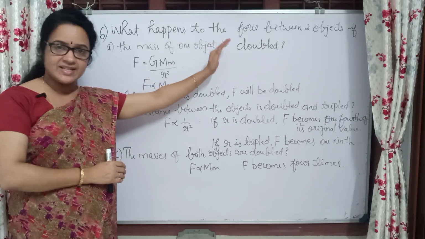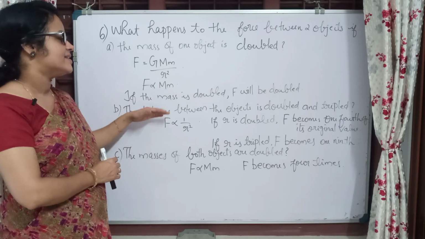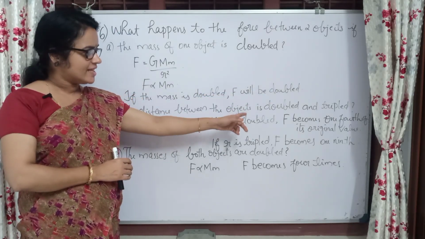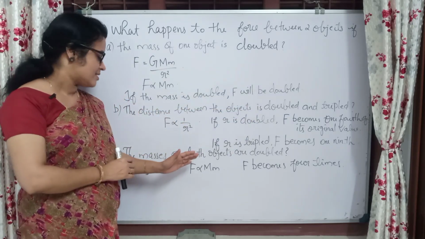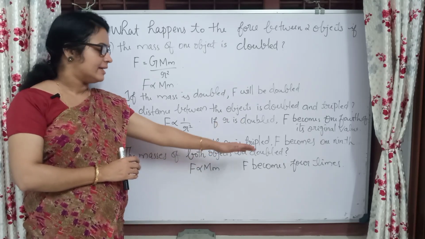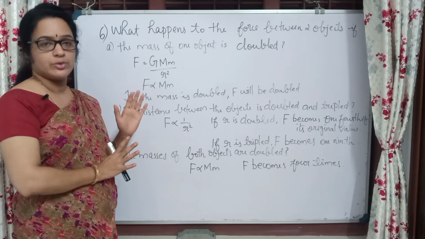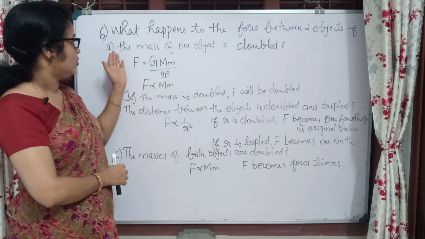In the first case, the mass of the object is doubled. Then what will happen to the force between them? In the second case, the distance between the objects is doubled and tripled. So in these two cases, what will happen to the force? And in the last case, the masses of both objects are doubled. Then what will happen to the force between them? So these three cases we are going to discuss. Clear? So we can look into them one by one.